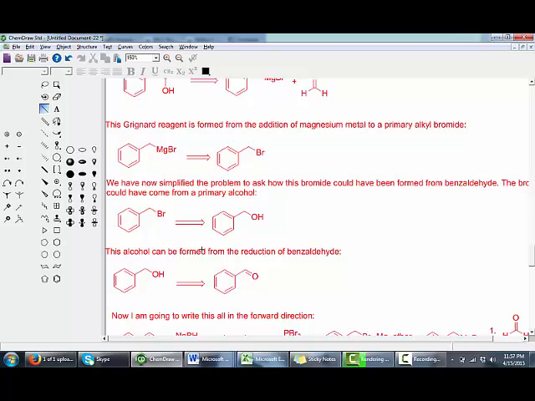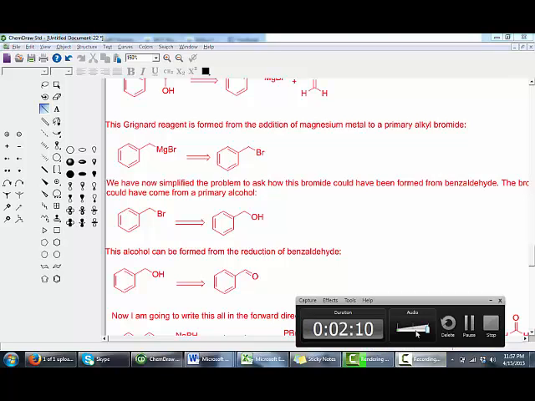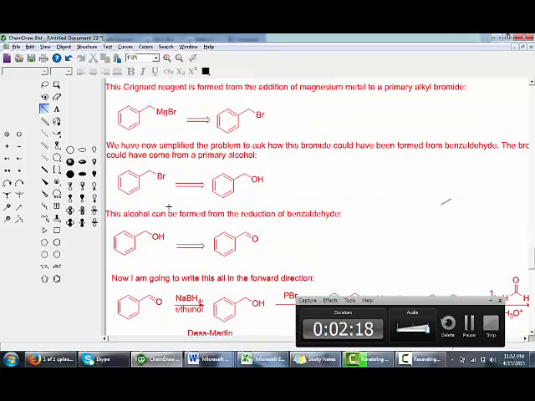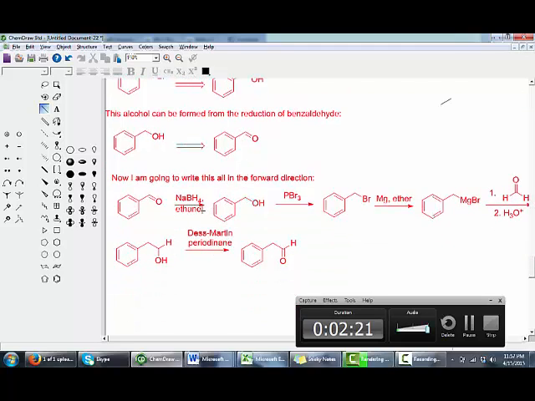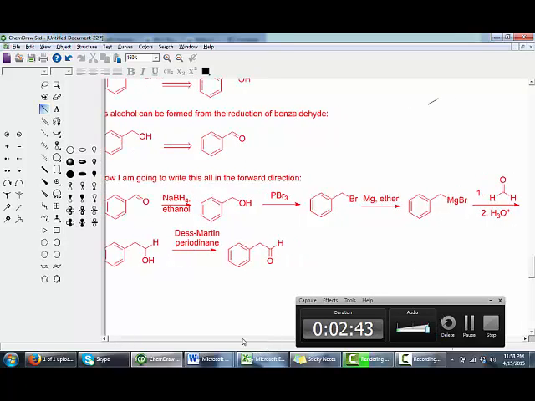In the first step here, what I say is that this benzyl bromide could have come from the alcohol, alright, and that alcohol could have come from benzaldehyde. In the forward direction, starting with benzaldehyde, I reduce it with sodium borohydride to form this OH. I can convert this primary OH to a primary bromide by treatment with PBr3. I can now convert that to a Grignard reagent by adding magnesium and ether. From there, if I add formaldehyde, it gives me this alcohol, and then DMP gives me the desired product.